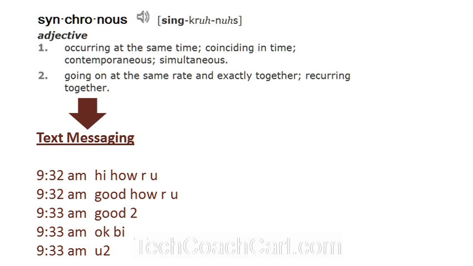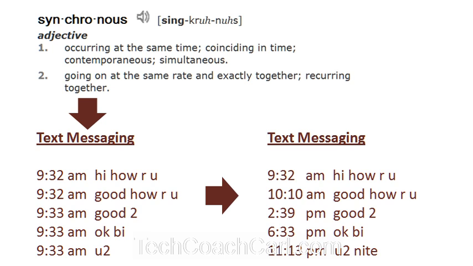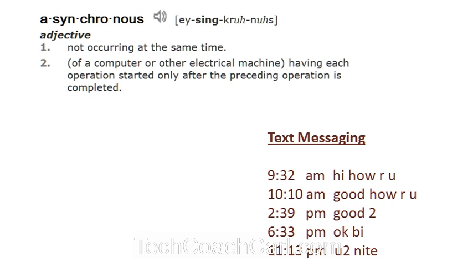That's synchronous. Even text messaging can be synchronous communication. One right after the other here, 9:32, 9:32, 9:33. That's synchronous communication. However, if I took that text message and spread out that conversation throughout the entire day and put substantial amounts of time in between each communication, now I've got asynchronous communication. Communication that does not all occur at the same time. There can be hours, days, weeks even, in between parts of the conversation in an asynchronous communication.